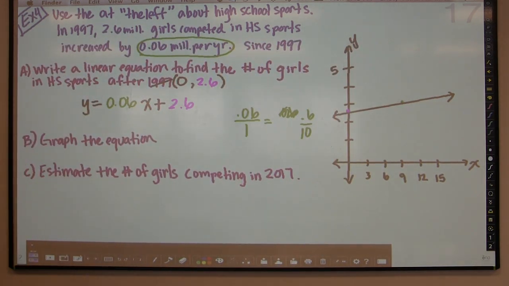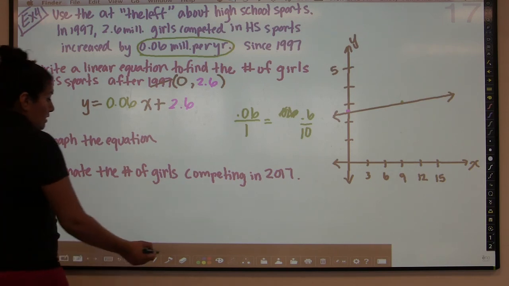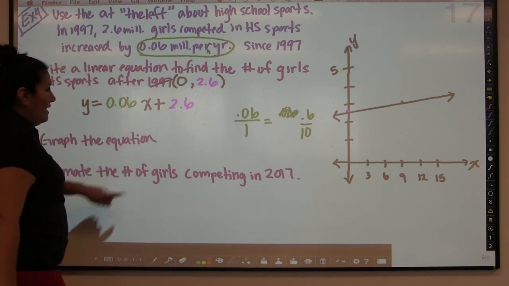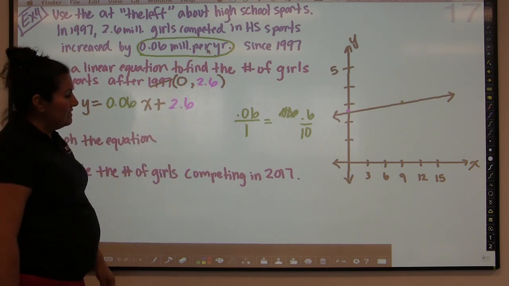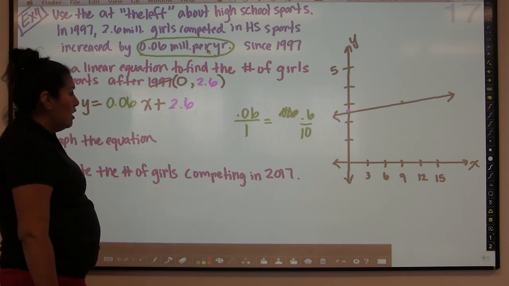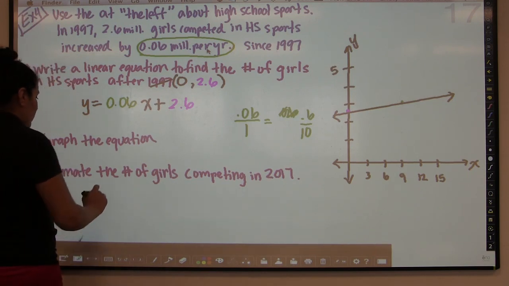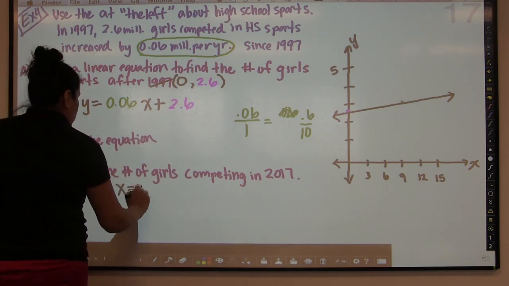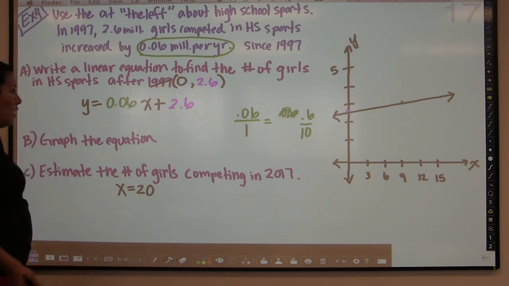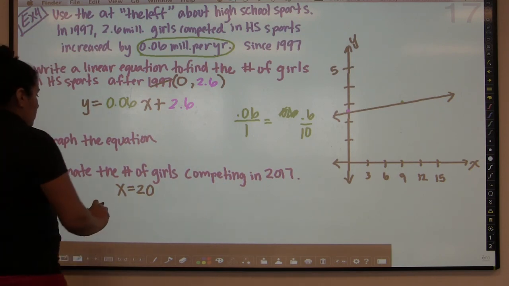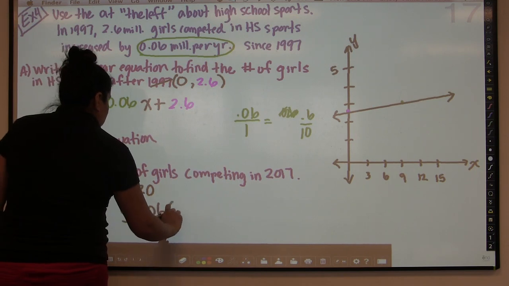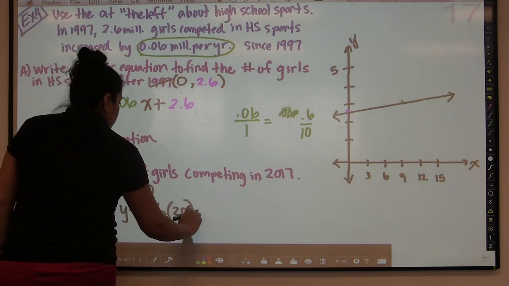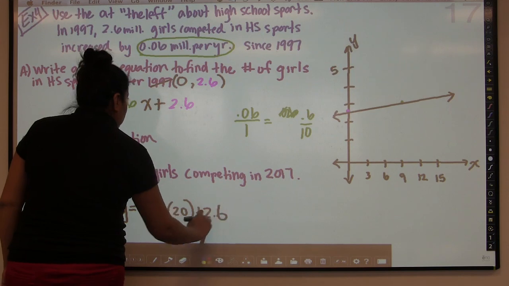There's my graph. Then in part C, it says estimate the number of girls competing in 2017. So we know that when X is 0, that represents 1997. Well, the year 2017 is actually going to be 20 years later. So in this case, X will equal 20. So all we really want to know is what is the Y value when X is 20. So we'll go Y equals 0.06 times 20 plus 2.6.